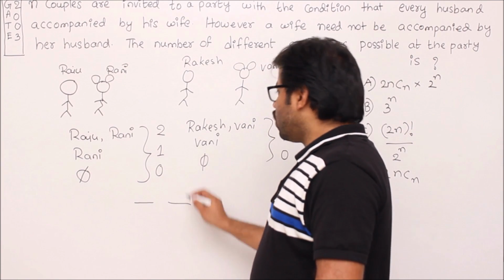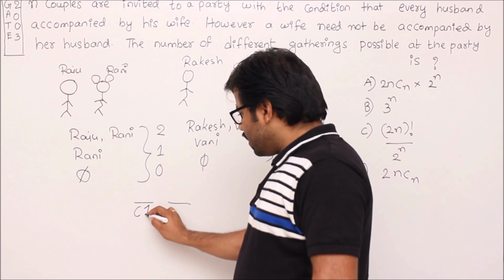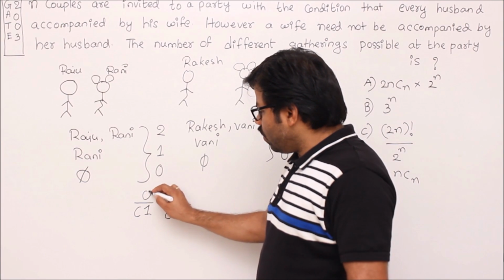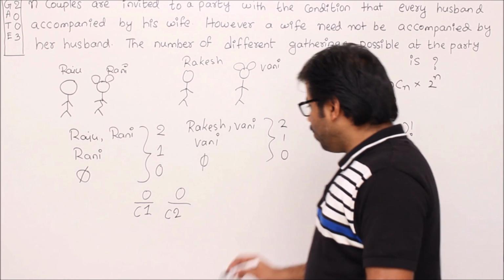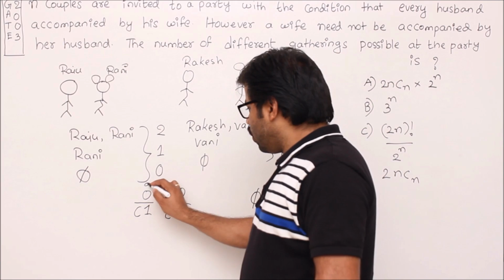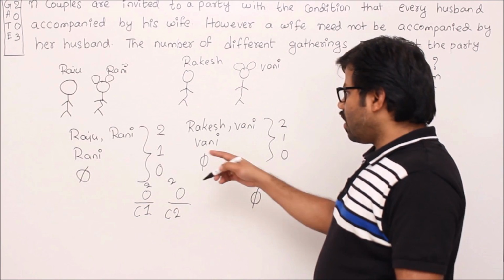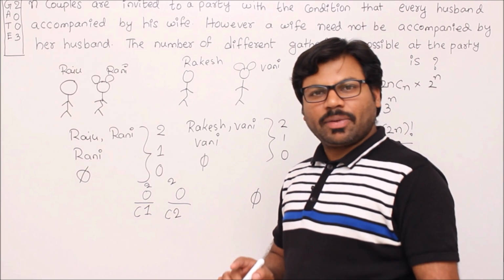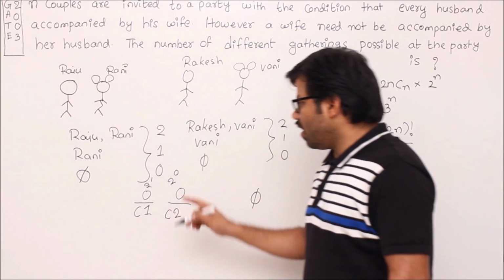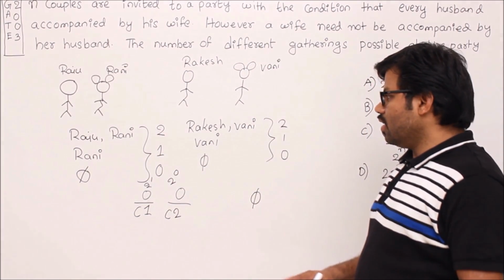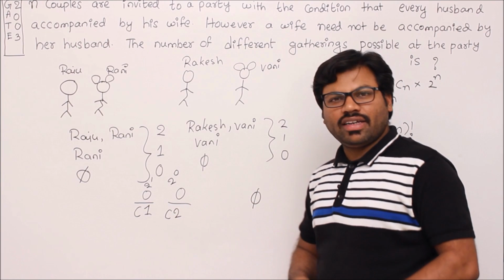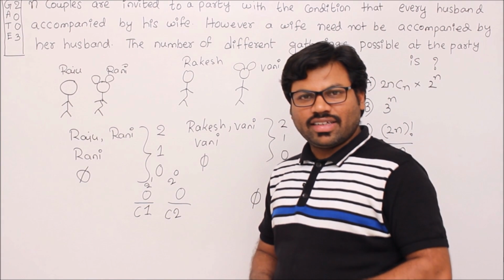So finally, these two couples' decisions are deciding the gathering. Yes or not? Example, if I write 0 and 0 here, then this is the empty gathering. That means no one is in the gathering. Now, if I take 2, 2, that indicates Raju, Rani, Rakesh, Vani, everyone is present in the gathering. Now, by changing this 2 to, let's say, 1, 0, that means 1 means Rani, 0 means nothing. That means only Rani is in the party. In that way, this ternary pattern with two positions decides the gathering, isn't it?